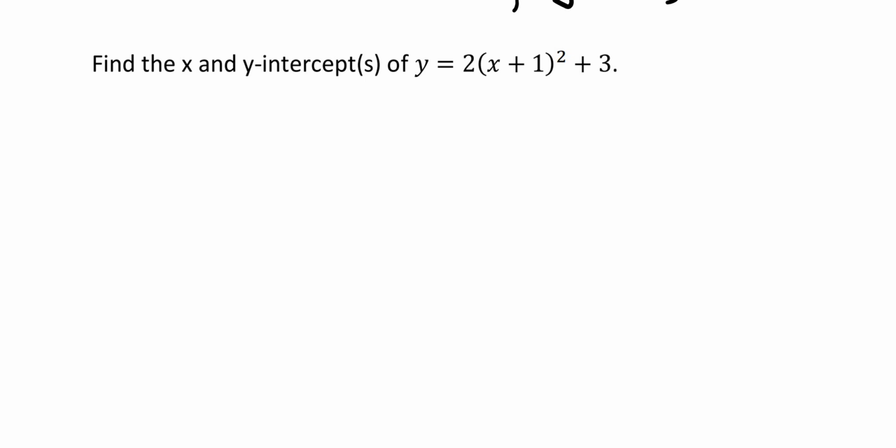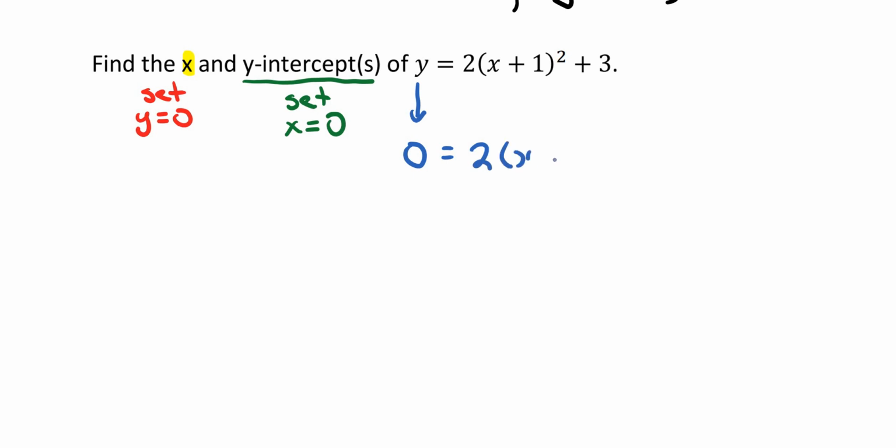And for this one, I need to find the x and y intercepts. Once again, if you want to find the x-intercepts, you just set y equal to 0. And if you want to find the y-intercept, you set x equal to 0. Okay, so let's go ahead and find the x-intercept here. So we set this equal to 0. Let's go ahead and solve this. There's a plus 3, so that becomes negative 3.